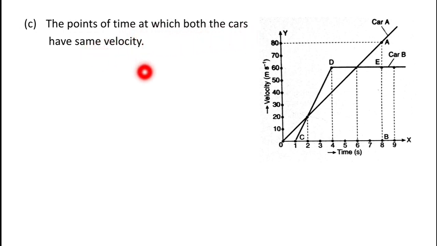In this part it is asking the points of time at which both the cars have the same velocity. So basically what we have to do is find the point of intersection of the graph of the two cars, because only at the point of intersection do the two cars have the same velocity. So let us find out.